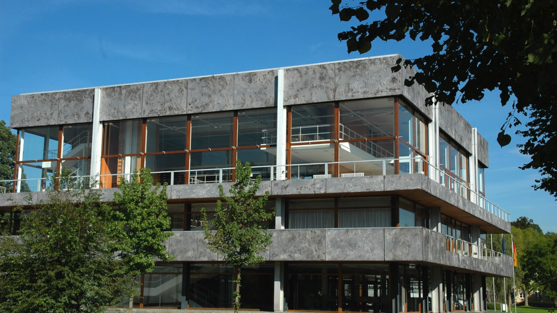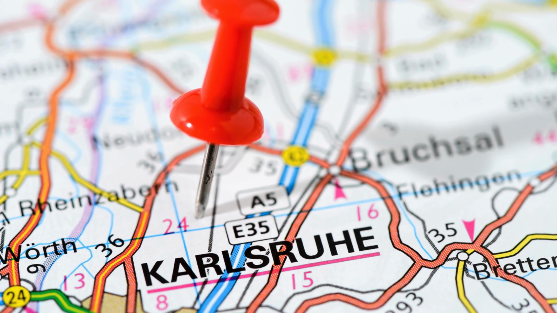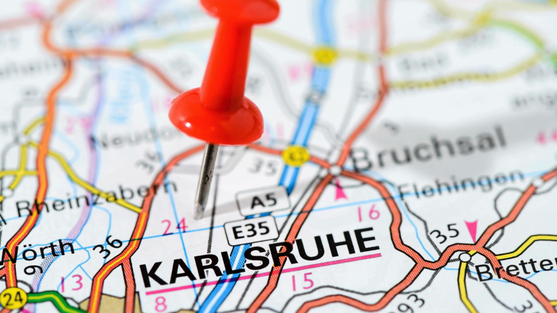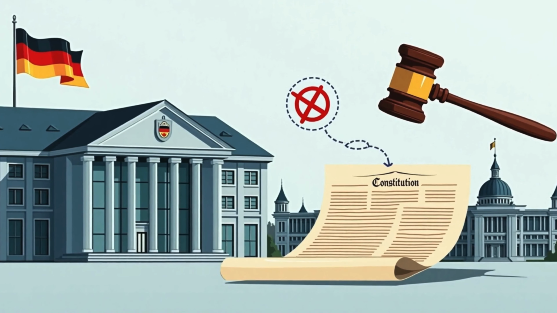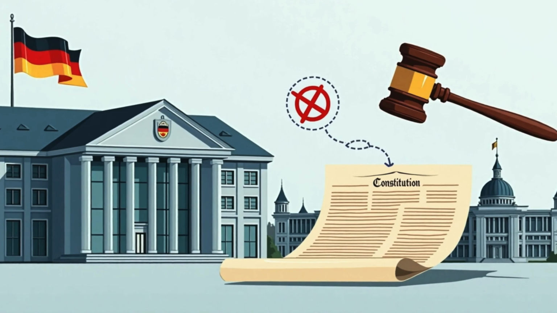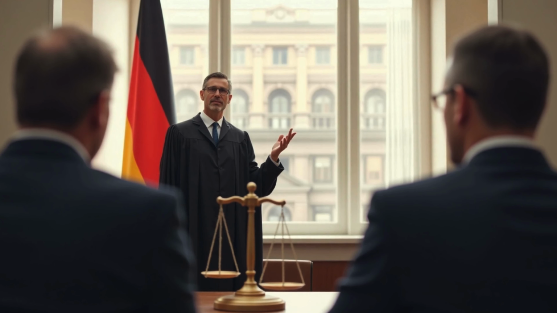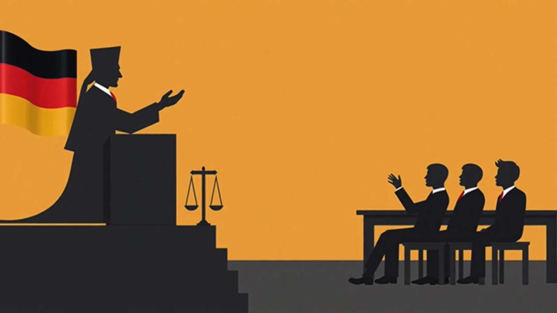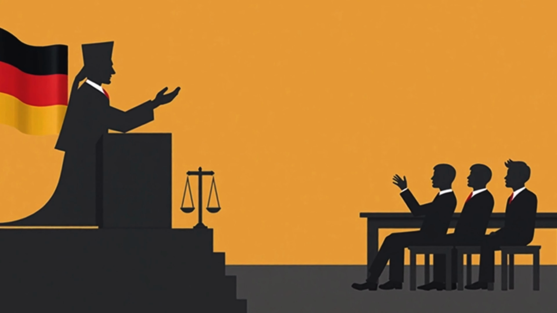Germany has another key institution that plays a crucial role in maintaining democracy and the rule of law, the Federal Constitutional Court, located in Karlsruhe, southwestern Germany. This court makes sure that all laws in Germany follow the country's rules, the Constitution. If a law breaks these rules, the court can say that the law is not valid. This court has a lot of power and can influence what the government does.